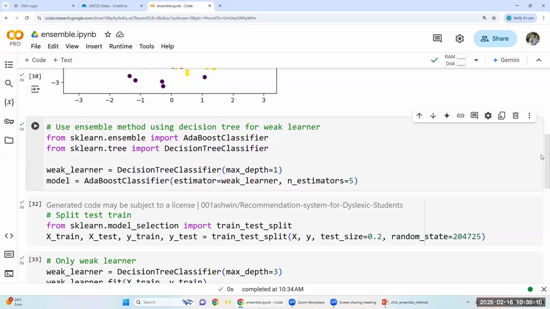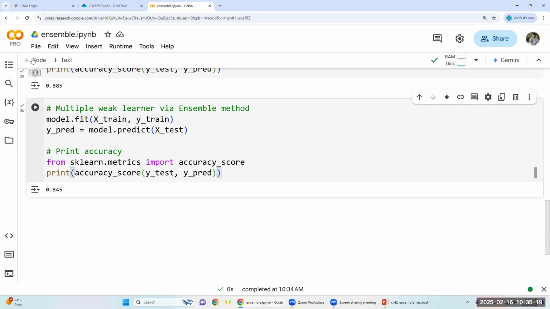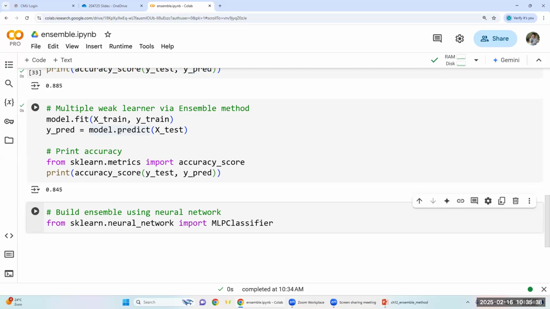Let's try to use a neural network for the base class, right? We haven't used neural network last time. So we want to build an ensemble using neural network. So in sklearn, we have MLP classifier. So MLP stands for multi-layer perceptron, right? So it's basically the neural network.